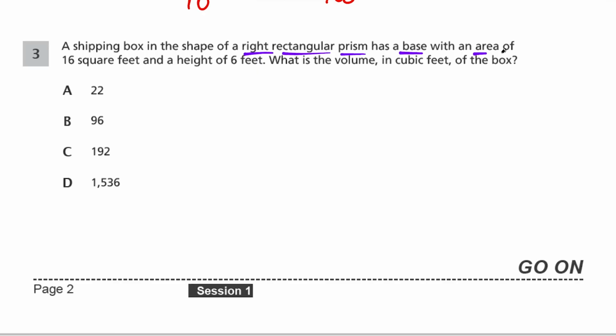Question 3, we have a shipping box in the shape of a right rectangular prism, and the shape has a base with an area of 16 square feet and a height of 6 feet. And we want to know what is the volume in cubic feet of the box.